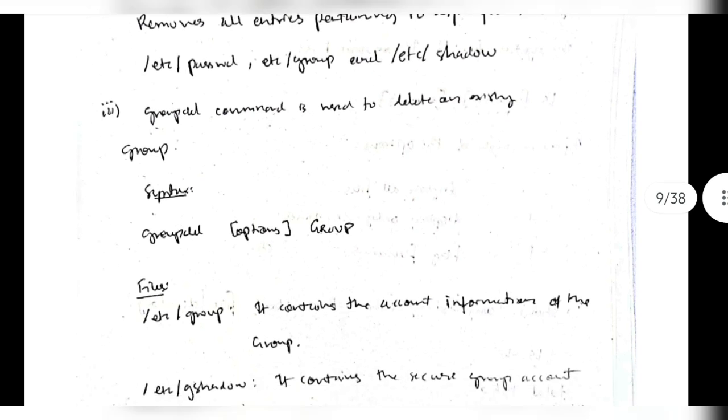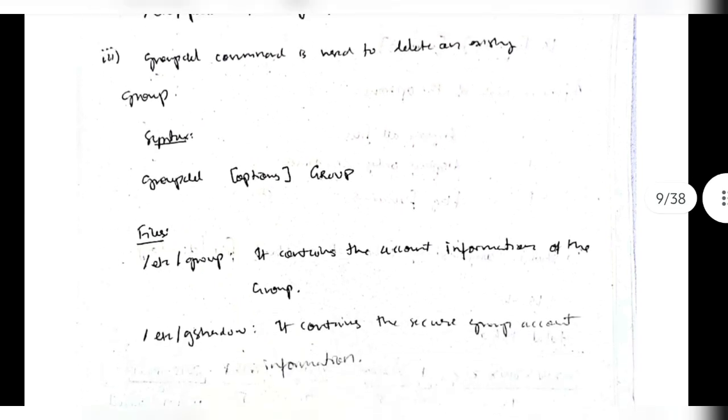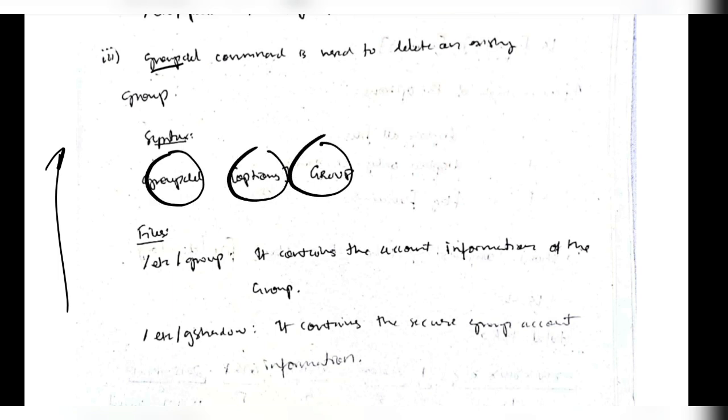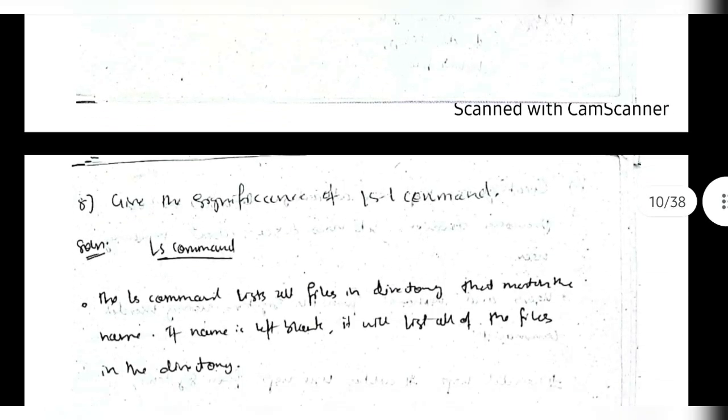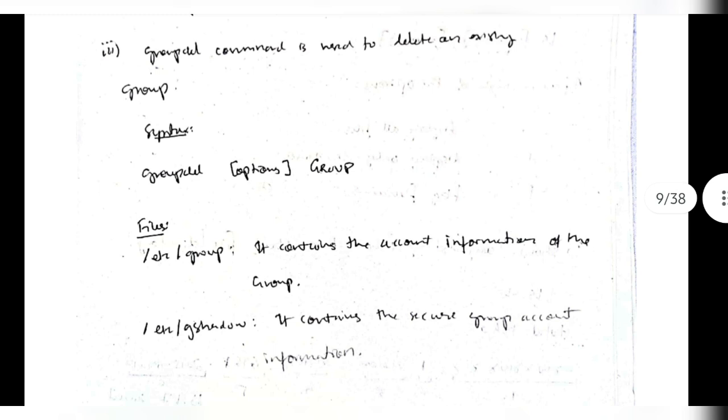The third one is how to create and delete the user groups. Creation of group, that's already discussed above in the first question, and group del is used to delete the group. So what we'll do, group del options group, this is the syntax. For example, if I have to delete this group, this is another group. So this is the syntax. Just write the syntax, and if you can write the example also. So that's basically it for the deletion of the user groups.